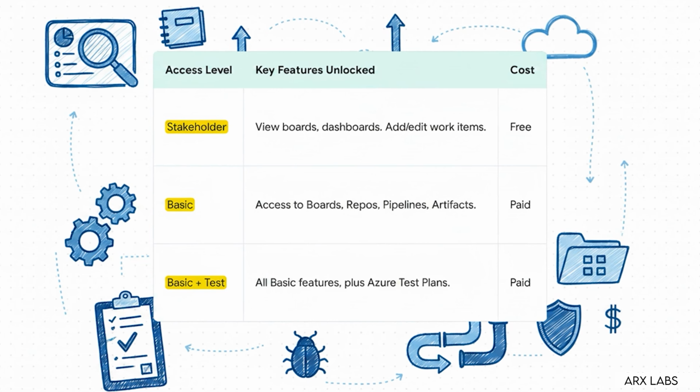First up, you've got the Stakeholder license. This one's free. It's perfect for your product owners, managers, anyone who needs to check in on progress but isn't writing code. Then you have the Basic license. This is the paid one for most of your developers, giving them everything they need. And finally, Basic plus Test Plans is for your QA folks who need those specialized testing tools. Matching the role to the right license is how you control costs.